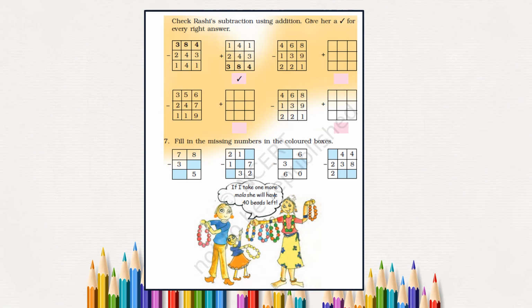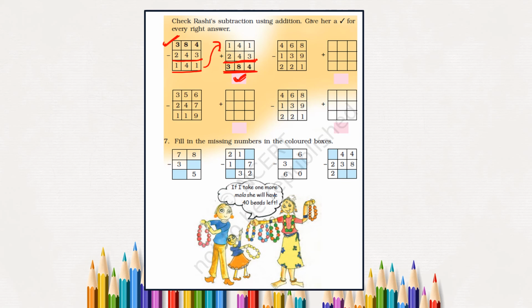Okay. Lastly, we have this exercise where we need to check if Rashi's subtraction is correct. How will we do that? Using addition. So let's see here. 384 minus 243, she has written 141. To check, 141 added to 243 should give us 384. And that's how we will know if her subtraction is correct. So by adding, we will get 384 and thus her answer is correct.